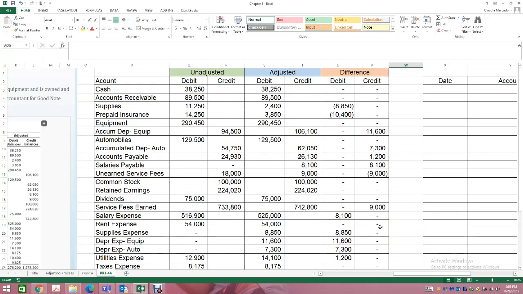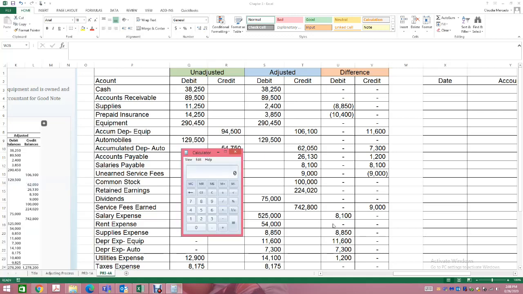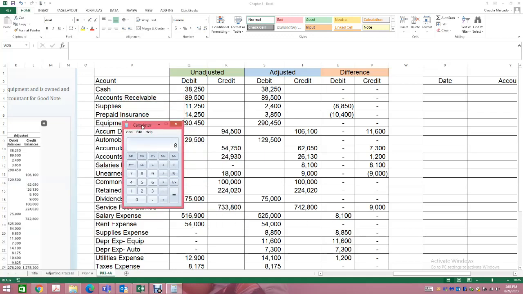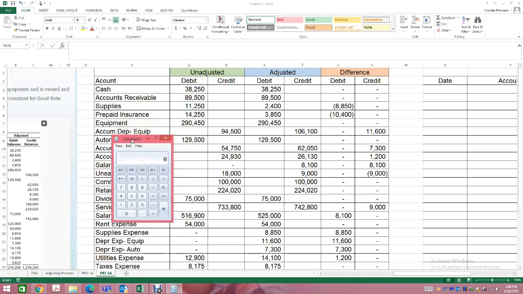Okay. So what I did here is I got the difference between my adjusted and unadjusted balance. So let's look, for example, at this one right here, supplies. On your unadjusted, you had in supplies $11,250. At the end, you had $2,400. So that means that you used up, let me see, $11,250 minus $2,400. So that means that we used up $8,850 in supplies.